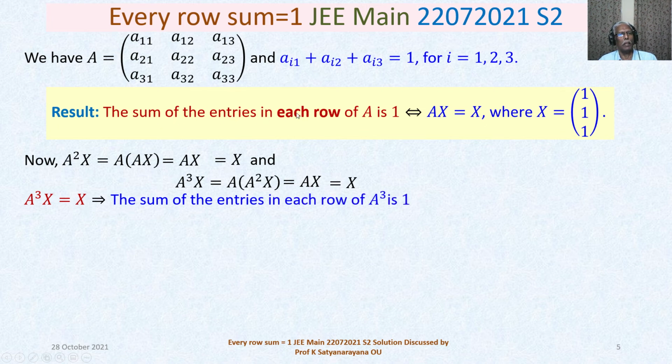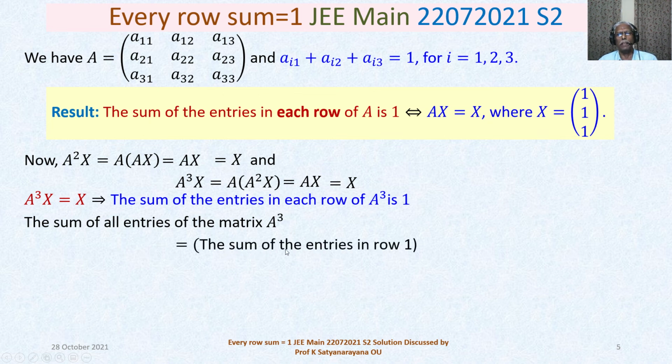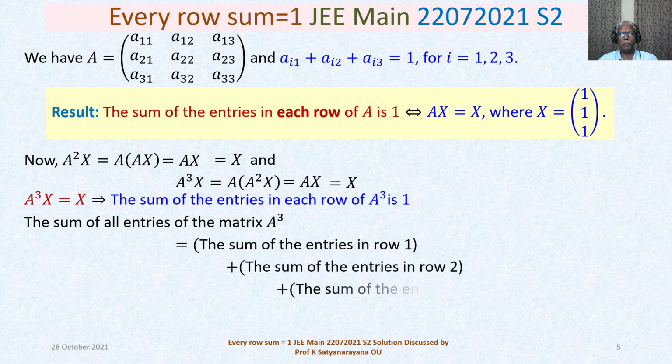Applying the above result, this implies the sum of the entries in each row of A cube is 1. That is, the sum of the entries in the first row of A cube is 1, the second row is 1, and the third row is 1. So the sum of all the entries of the matrix A cube is the sum of the entries in the first row plus the sum in the second row plus the sum in the third row. But the sum of the entries in each row is 1. So this will be 1 plus 1 plus 1, that is 3.